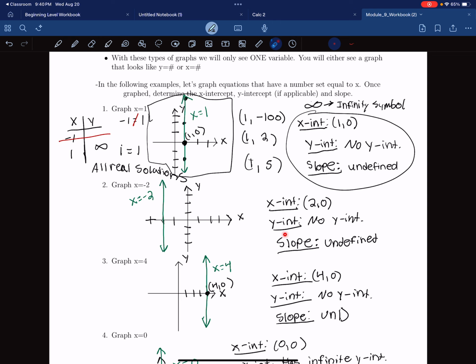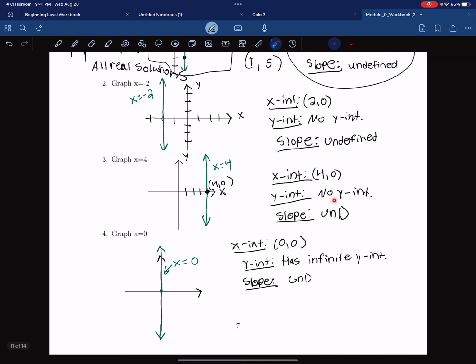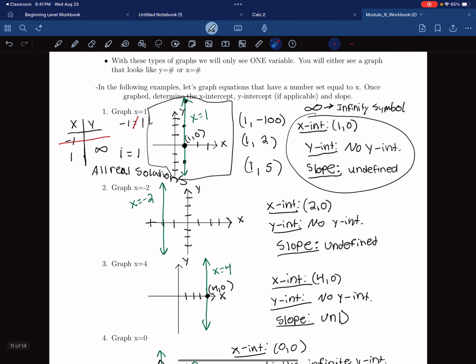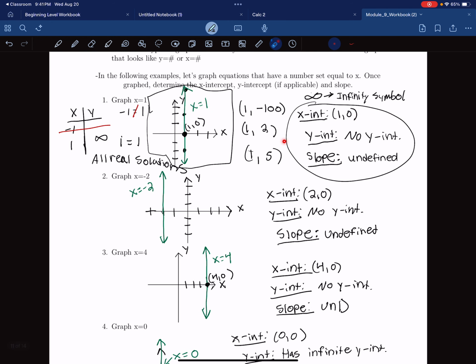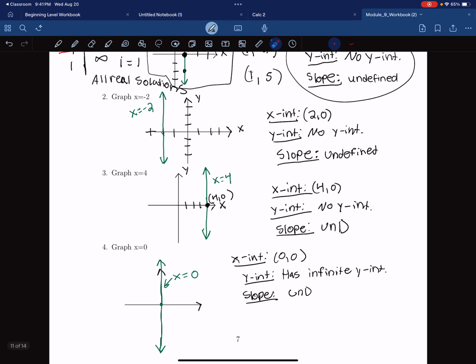And the slope, what have we noticed? For every single one of these problems, the slope is undefined. And the x-intercepts are going to be at the value x is set equal to. And for y-intercepts, you will never have any. The only time that this case is broken is with this graph, when x is equal to 0, because it's directly on top of the y-axis.